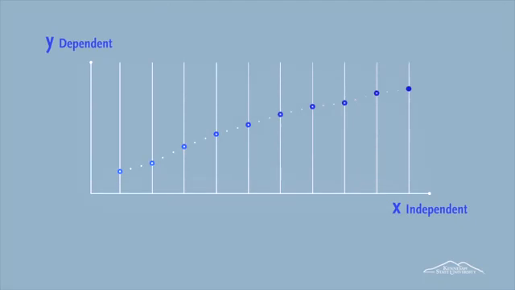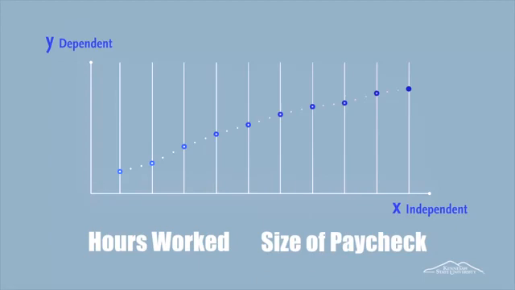For example, you could plot the gas consumed by your car as a function of the number of miles driven. Miles driven would be your independent variable, and the gas consumed, which changes as miles driven changes, would be your dependent variable. Another example would be hours worked at an hourly job and the size of your paycheck.